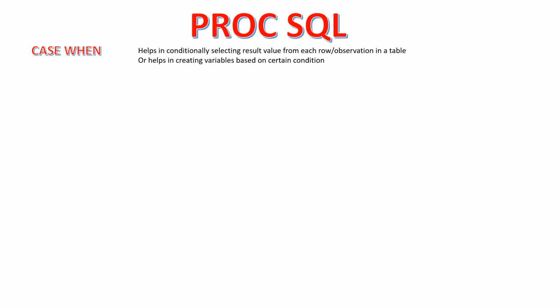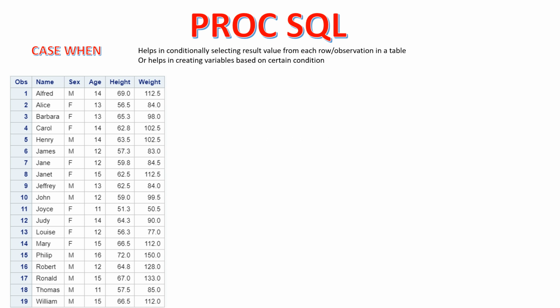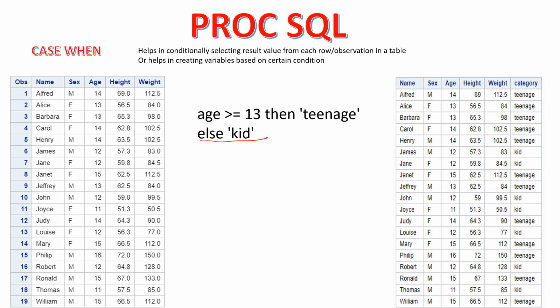As the definition suggests, we can create variables based on certain condition. Take an example where we have a table with 5 variables: name, sex, age, height and weight. We want to put a condition: if age is greater than or equals to 13, then create a variable which should contain the value teenage. Otherwise, it should be marked as kid. So the resulting table should look something like this, where you would have a category variable.